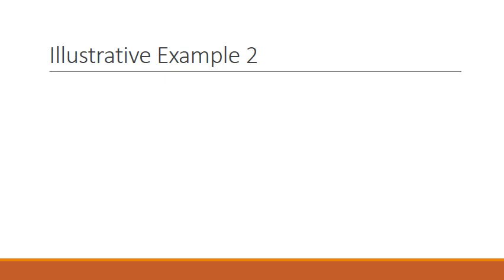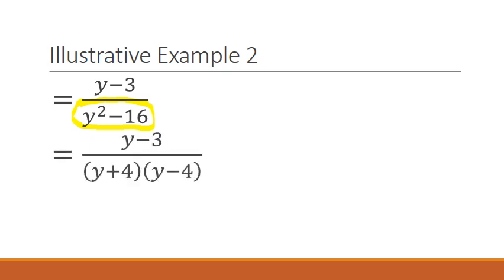Okay, let's proceed with illustrative example number 2. I have here a rational algebraic expression y minus 3 all over y squared minus 16. First thing to do is to locate the denominator. The denominator is y squared minus 16. Let us factor this out. We can factor this out as y plus 4 multiplied by y minus 4.